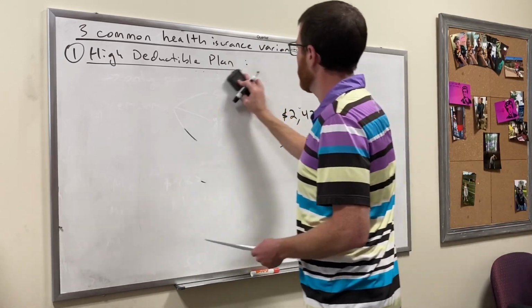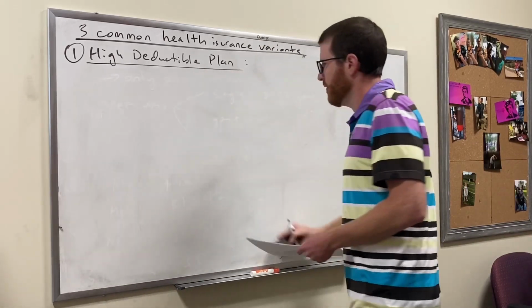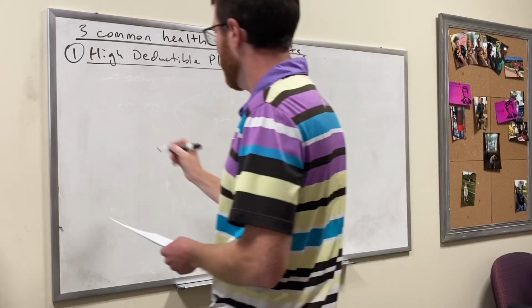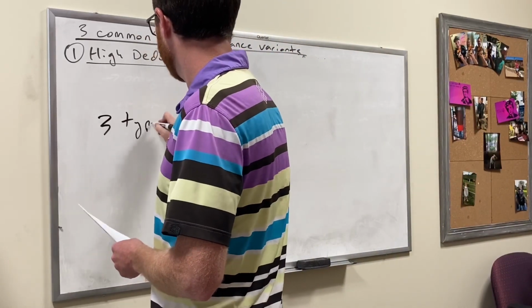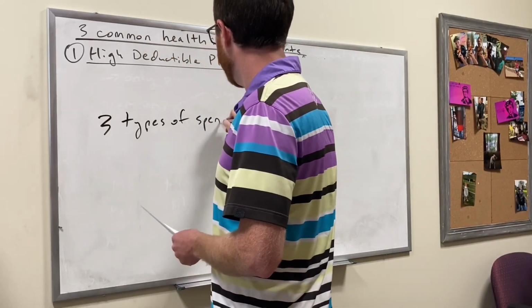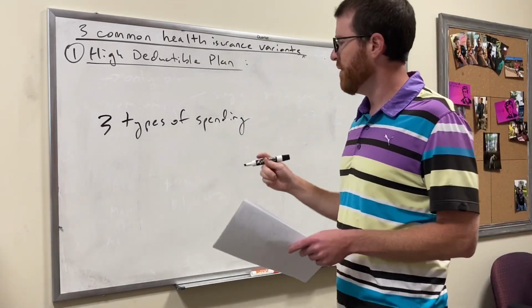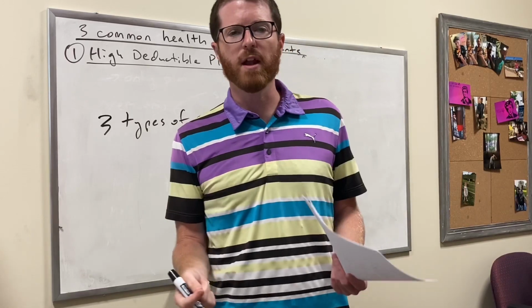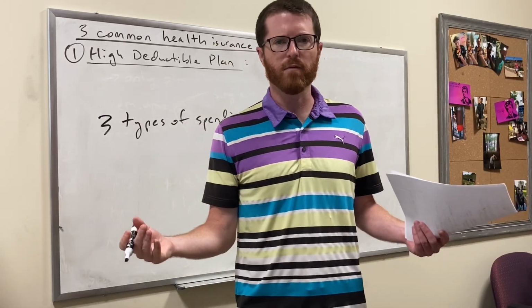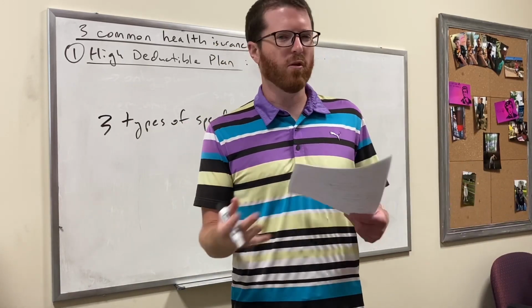In regards to the high deductible plan, you can categorize spending into 3 groups. We won't spend too much time talking about this, so I definitely want to make note of it now. In regards to medical expenses that you could have, you can think about lots of things you could pay money for. Some are going to be categorized differently.